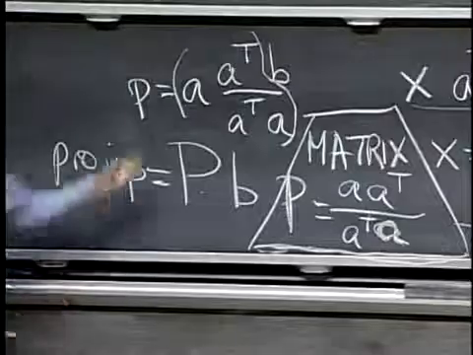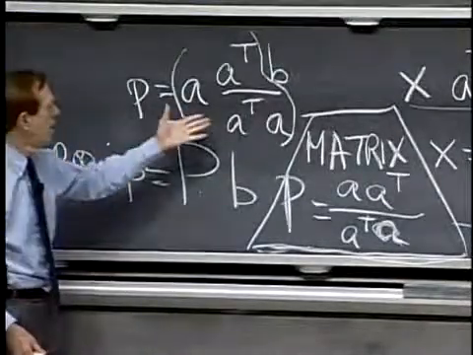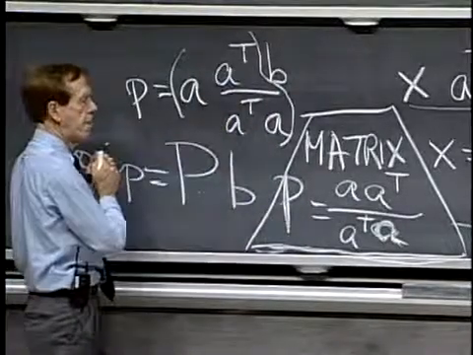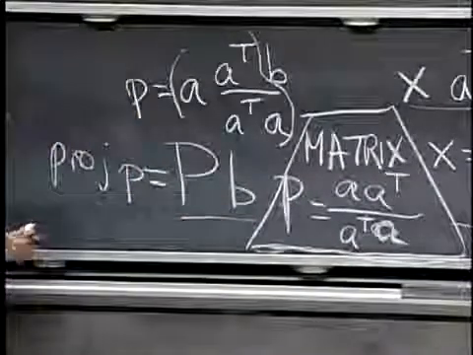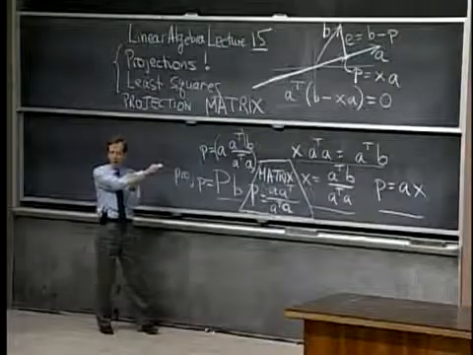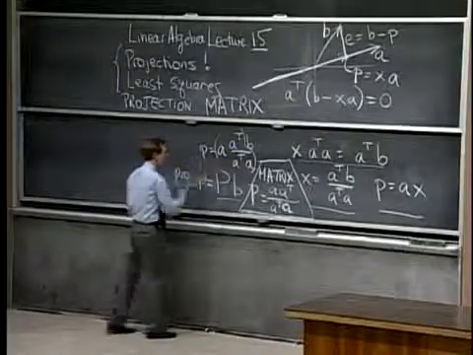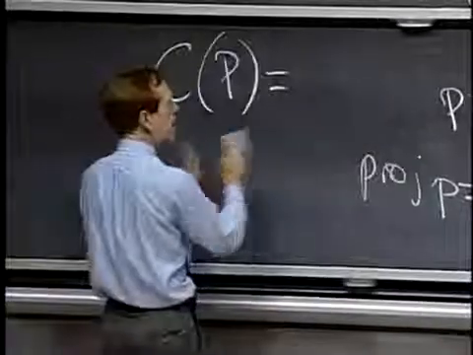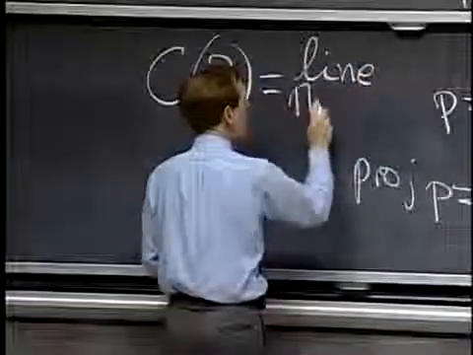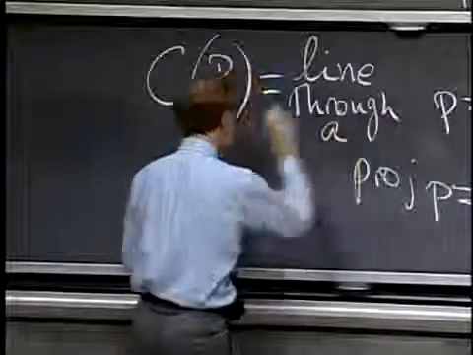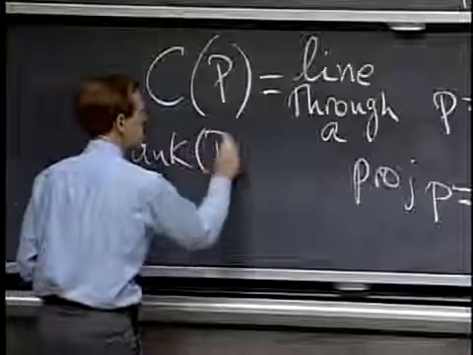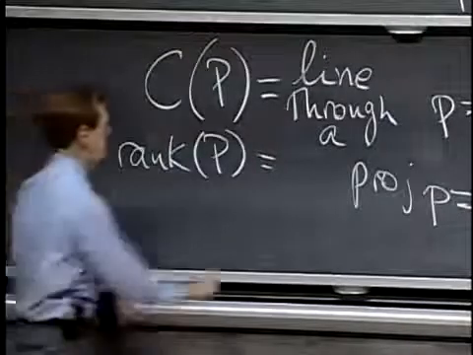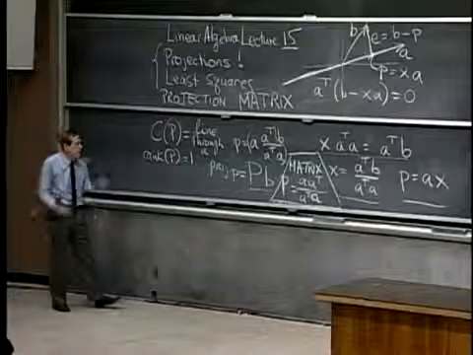Now, what space do we always land in? What's the result when I multiply any vector B by my matrix? So I have P times B. Where am I? I'm on that line, right? The column space. So here are facts about this matrix. The column space of P, of this projection matrix, is the line through A. And the rank of this matrix is, you can all say it at once, 1. Right. The rank is 1. This is a rank 1 matrix.